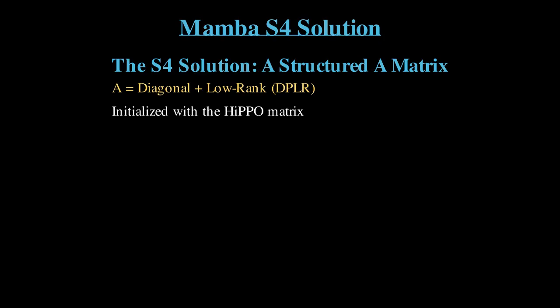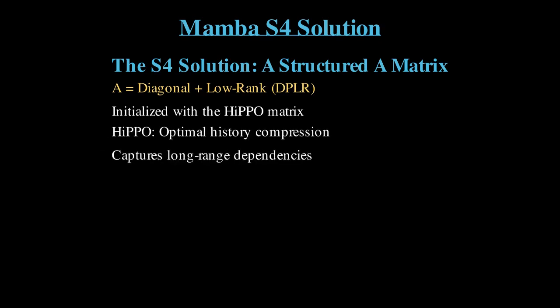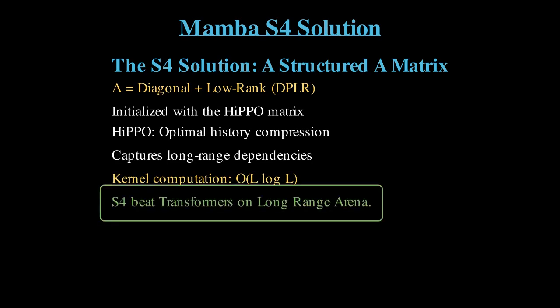HiPPO stands for high-order polynomial projection operators. The theory is deep, but the intuition is that HiPPO provides a way to continuously update the coefficients of a polynomial that best approximates the history of the input signal. It is a provably optimal way to compress an infinite history into a finite state. This structure allows the state to capture long-range information effectively. And because of the structure, the convolutional kernel can be computed very efficiently in O of n log n time. This made S4 the first SSM to convincingly beat transformers on the challenging Long Range Arena benchmark.